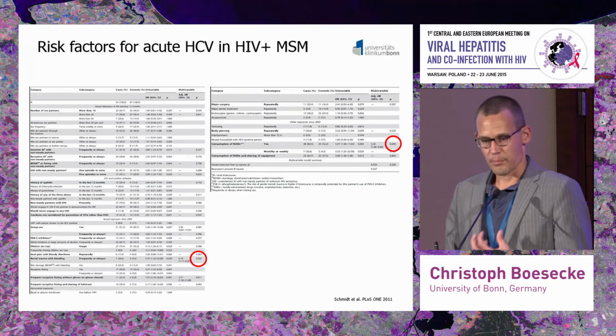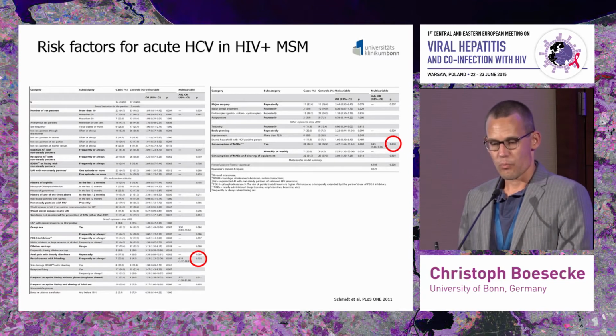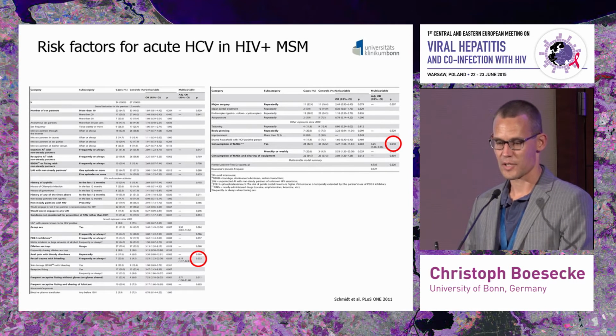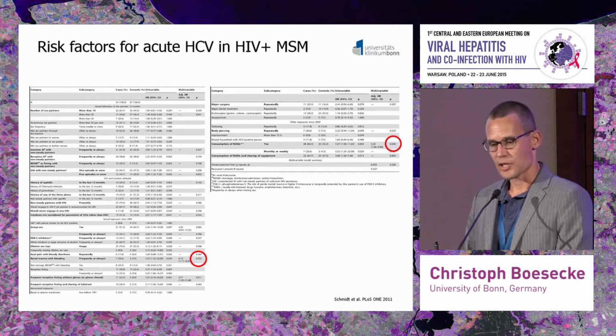The best idea we can get of what's actually the driving factor among HIV-positive MSM for transmission of acute hepatitis C could be the data from one German analysis that Axel Schmidt conducted quite a while ago. He handed out questionnaires to patients at HIV GP offices throughout Germany, and the patients were asked anonymously to report on their sexual practices, rather detailed.